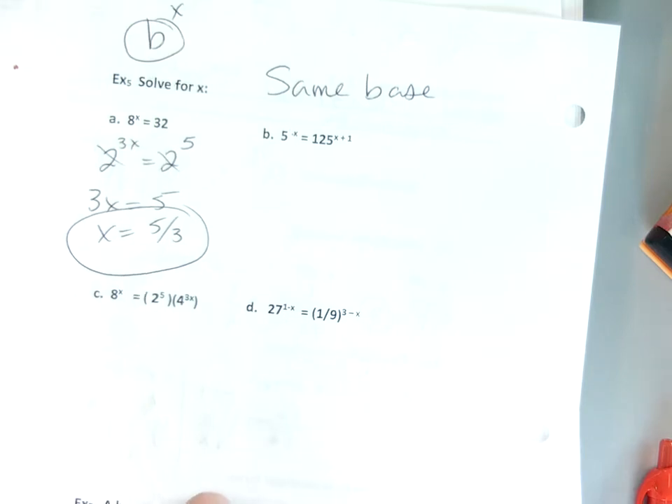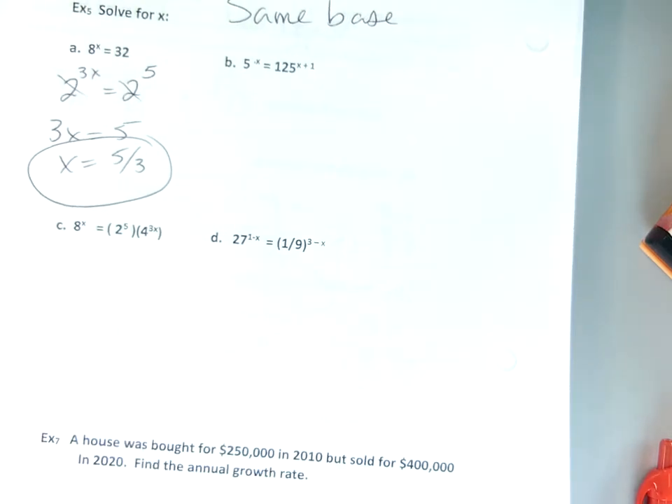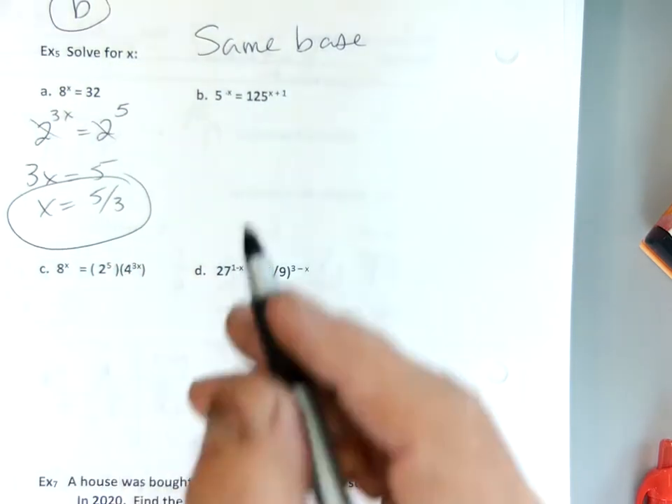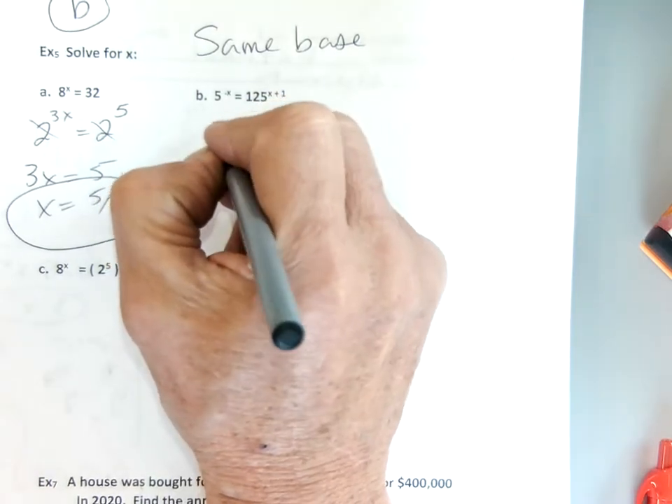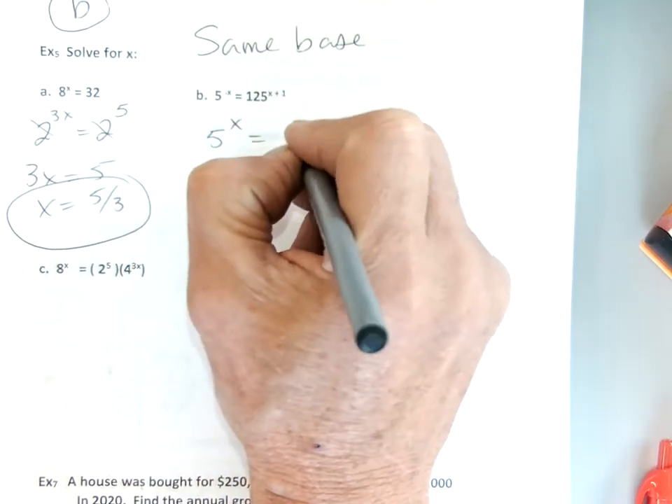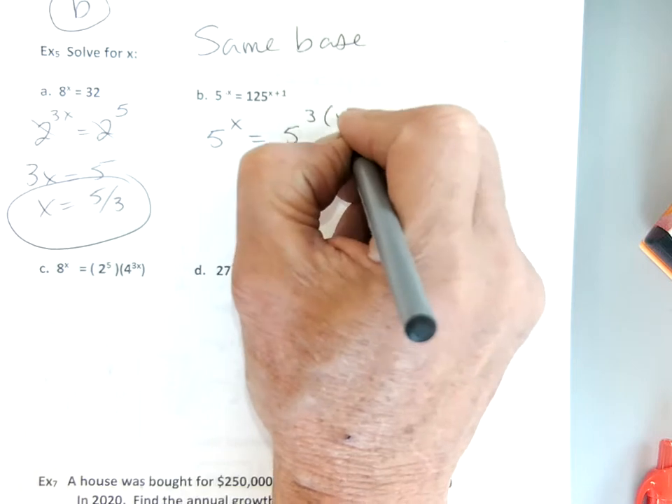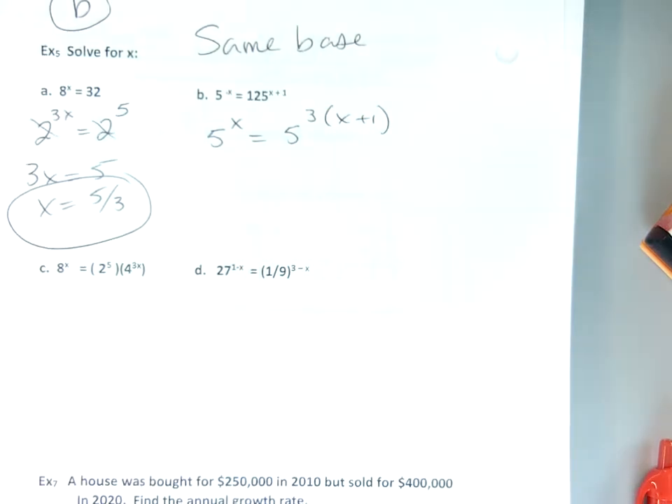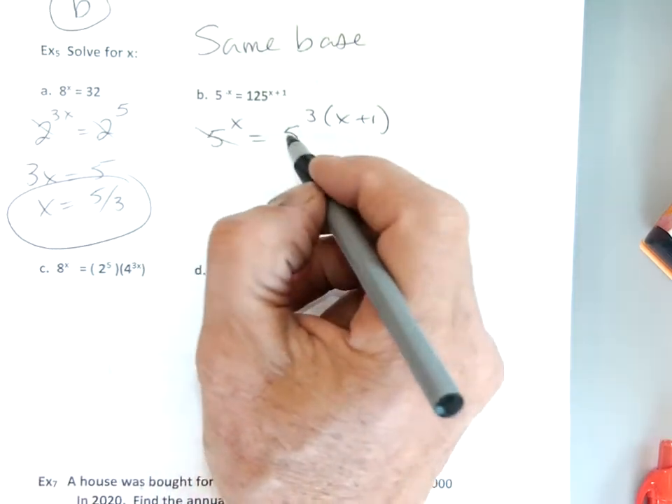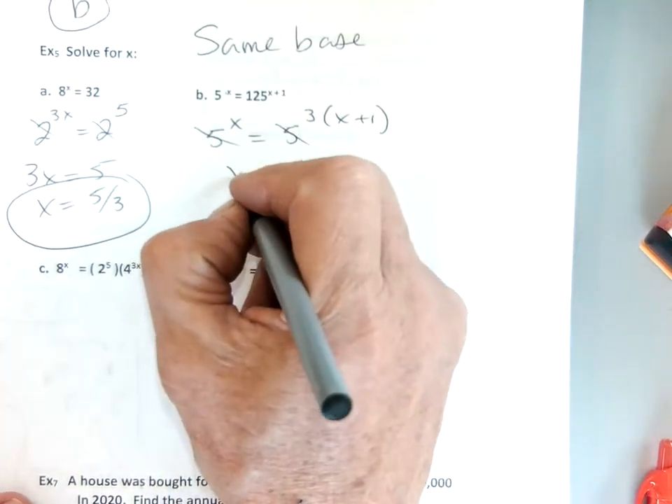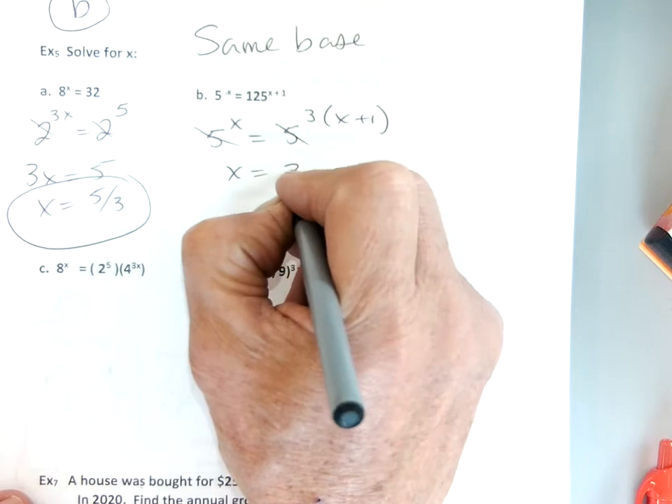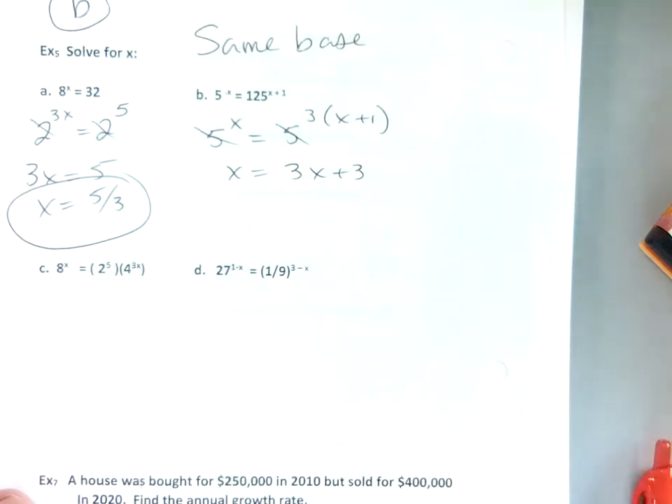So what do you see about the next one? What do you think? Same base? Yeah, base 5. 5 to the x equals 5 cubed to the x plus 1. Pretty good, 5 cubed? 5 cubed is 125. It's 5 to something, boom, boom. X equals 3x plus 3. I skipped a step, but I think you guys can obviously see that, right? Plus 1.